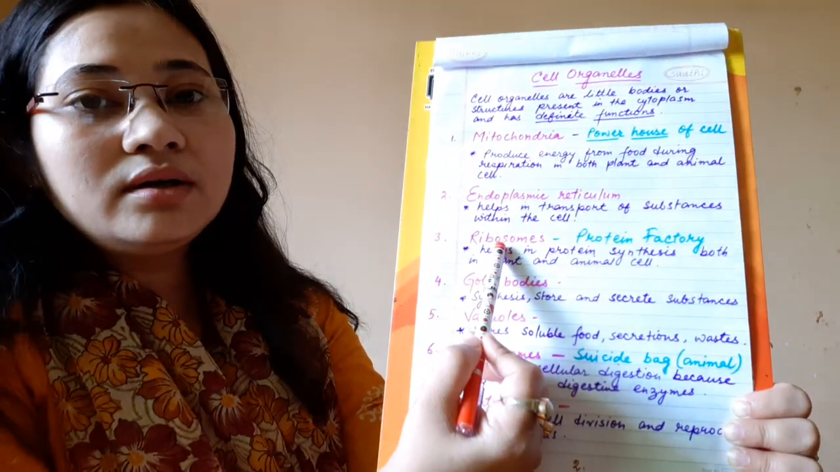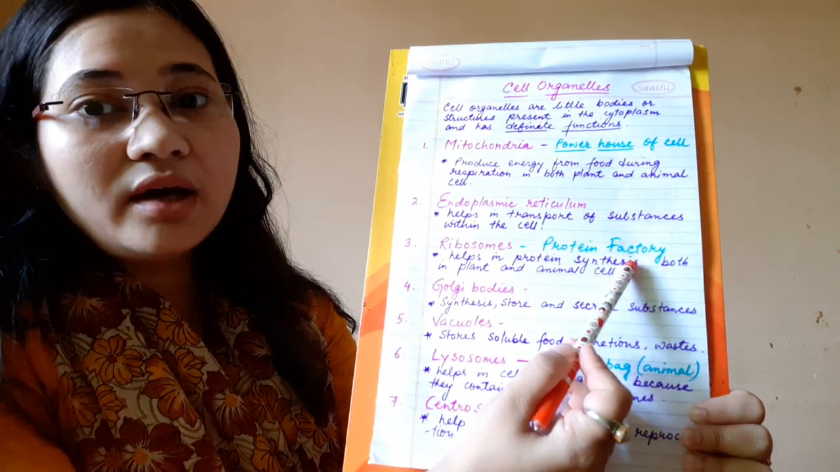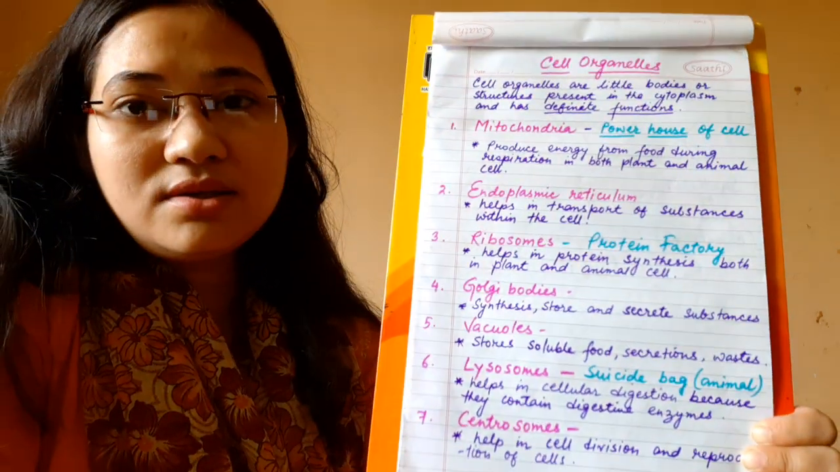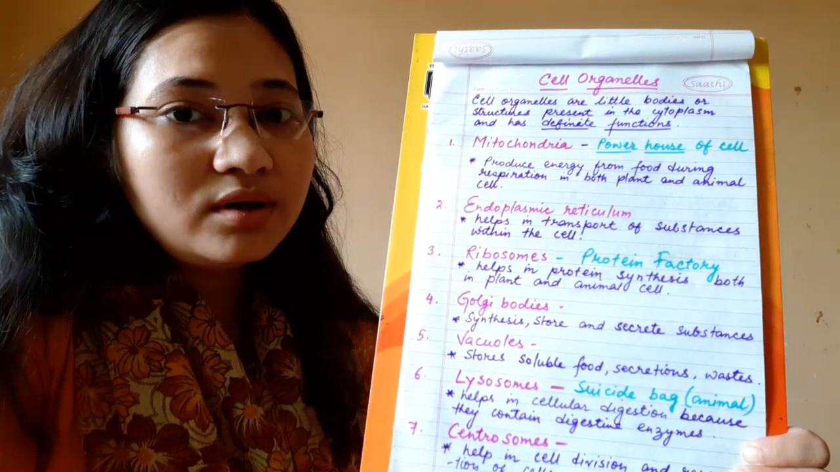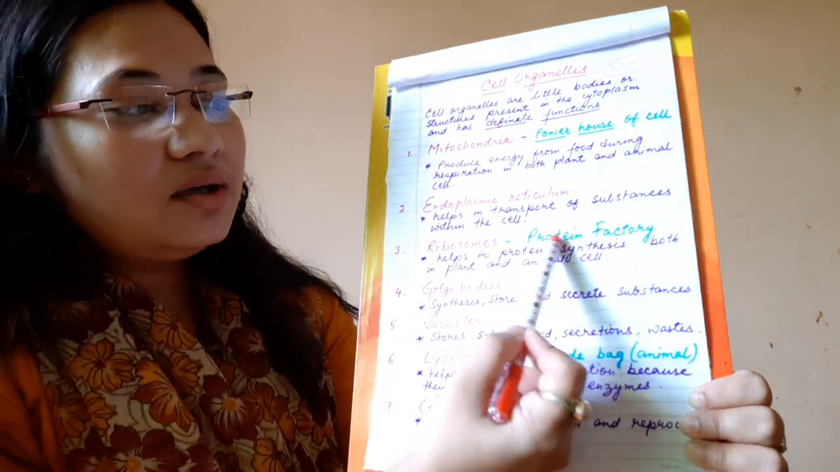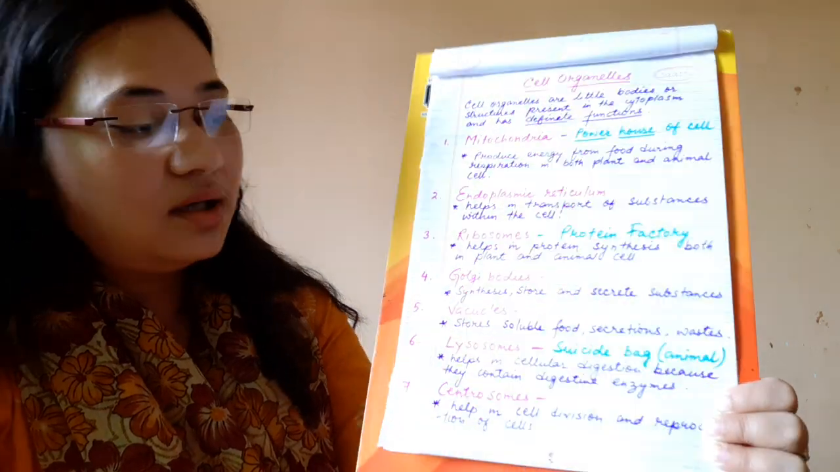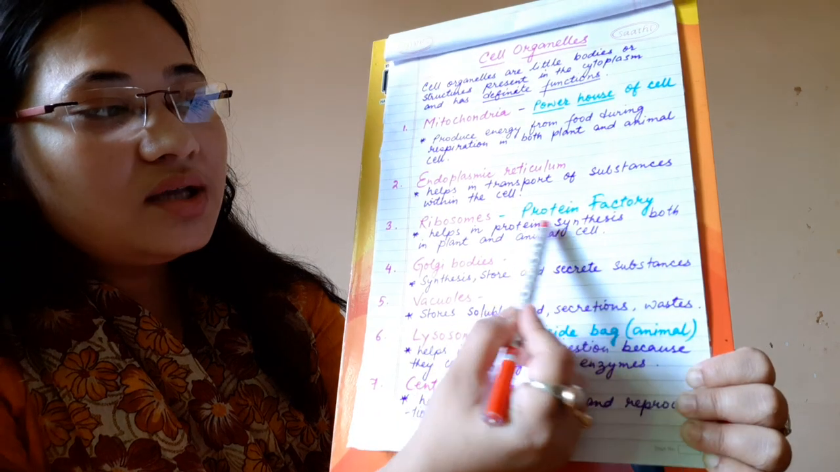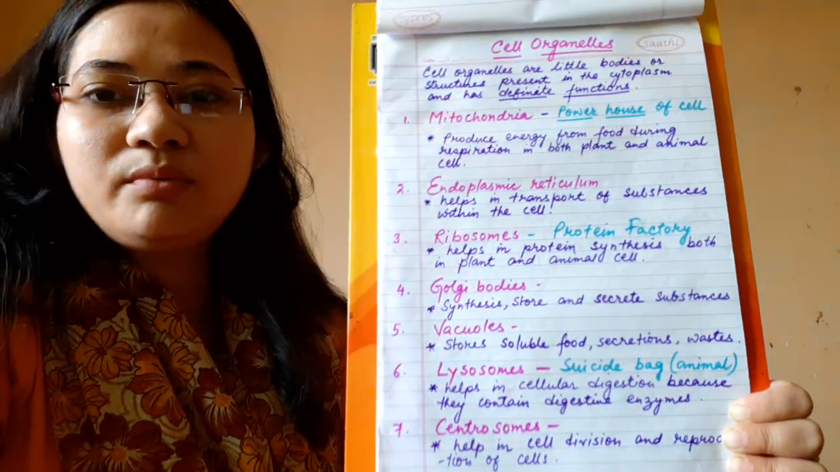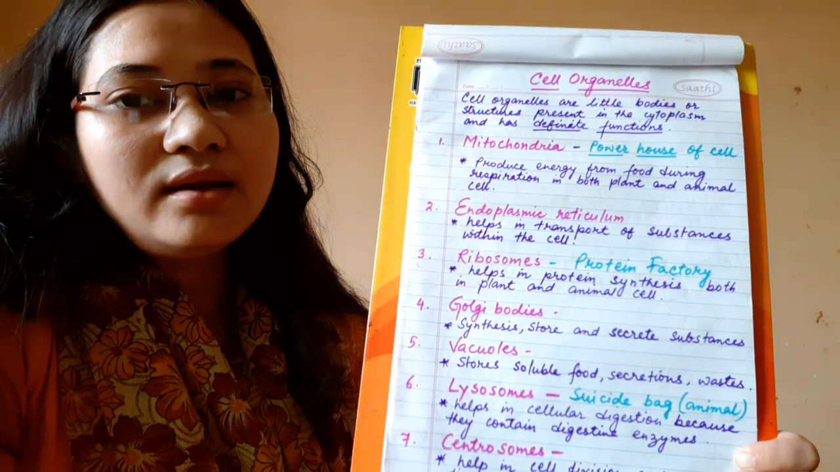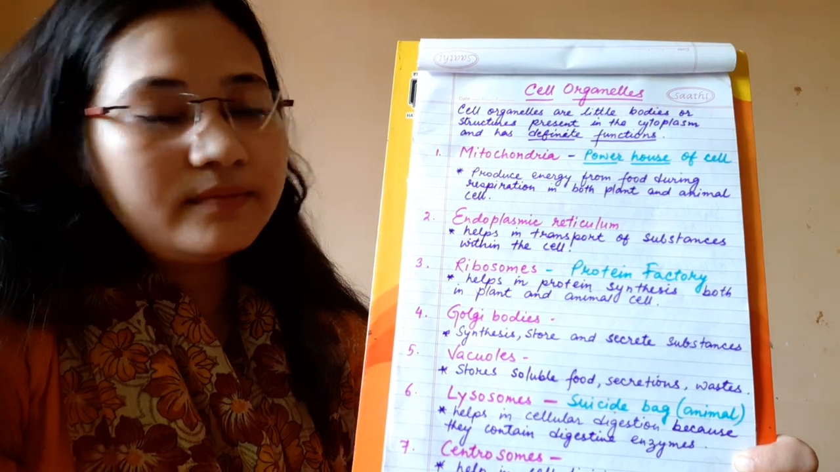Then comes our third cell organelle, ribosomes. These ribosomes are called the protein factory of the cell. Protein factory means they help in synthesis of protein from amino acids. This protein is synthesized in ribosomes, so they are called protein factory. They are present in both plants as well as in animal cells, and they help in protein synthesis.